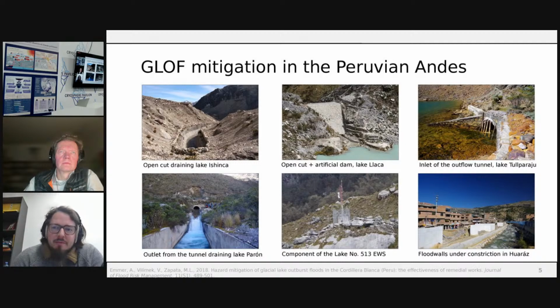Some of the lakes are also equipped with tunnels. This is my third and fourth example. In Lake Tullparaju, the tunnel is dug through the moraine dam, which is technically quite challenging, while in case of Lake Paron, this is through the bedrock. My fifth example is a component of an early warning system that has been installed downstream of Lake 513. And the last example are flood walls under construction in Huaraz, which are now completed.